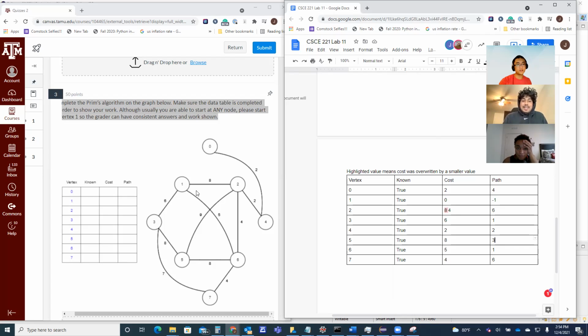Okay, but there's no cycles, right? I don't think so. Can you guys double check? Yeah, it's all disjointed, or I'm not sure if that's the correct word, but it doesn't cycle. Yeah, I think it looks good. Okay, back to the screen.